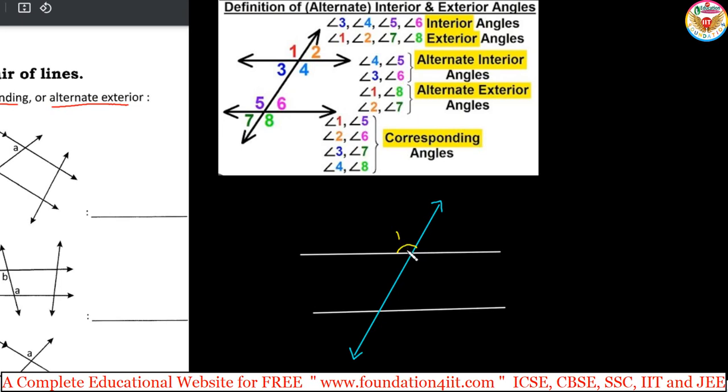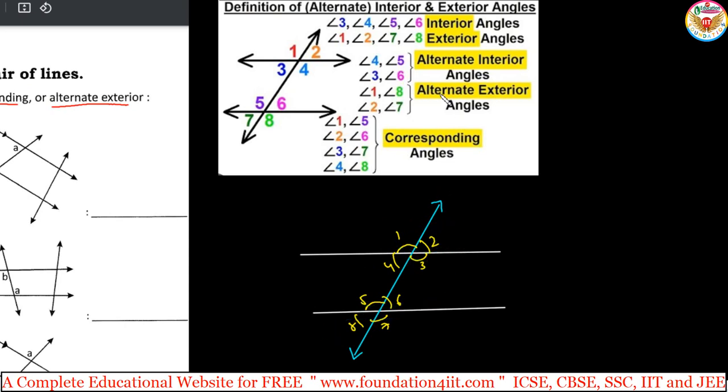For example, first, interior angles are those which are inside. This is 1 2 3 4 and this is 5 6 7 8. With examples it is easy to identify. Angles 3 4 5 6 are interior angles, that means they are inside the parallel lines. That's why they are interior angles. Next, angles 1 2 7 8 are exterior angles. Within the parallel lines are interior, the remaining are exterior.